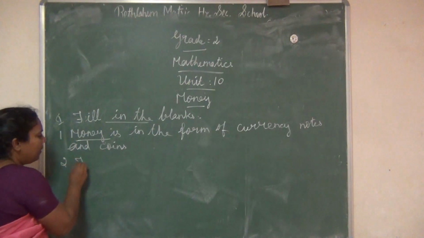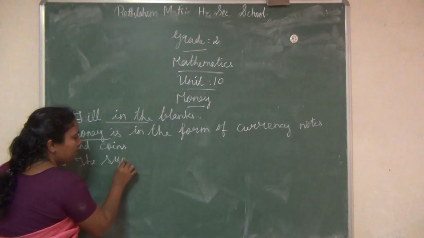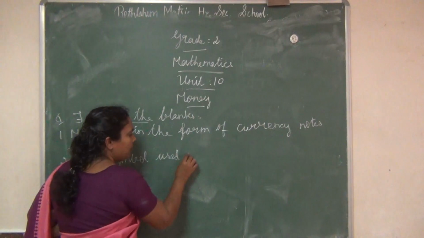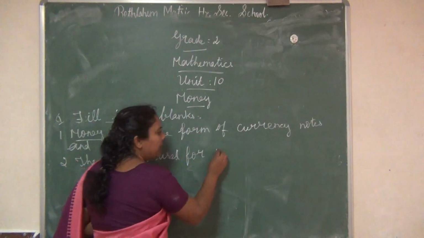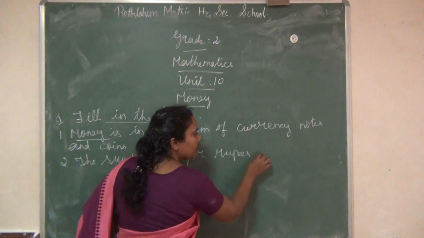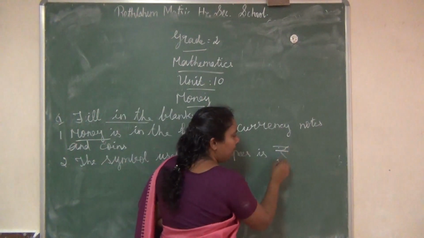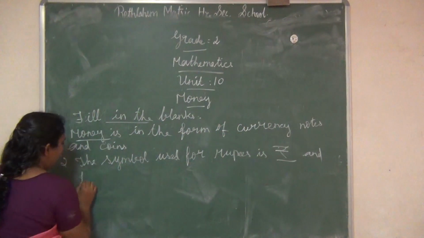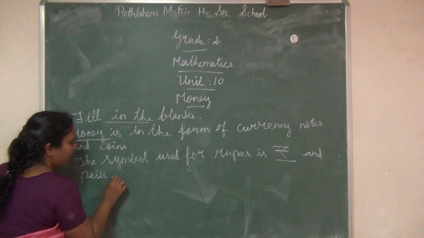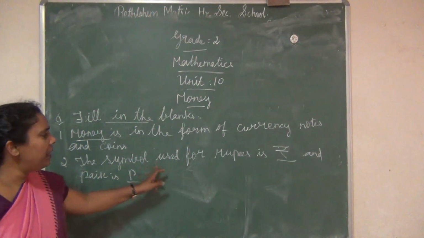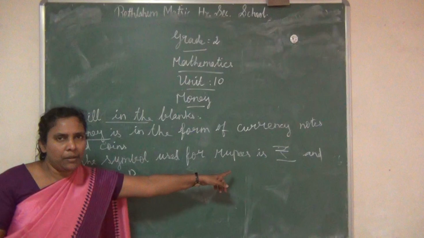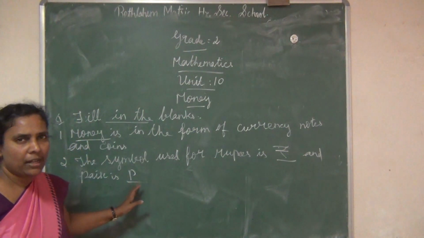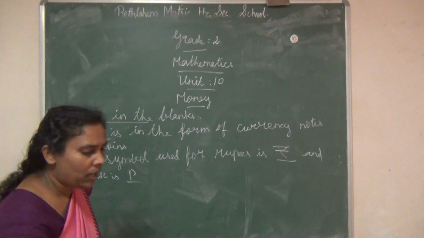Listen to the next one. The symbol used for rupees is this symbol, and for pies is P. Listen, the symbol used for rupees is that symbol, okay, and for pies is P. We should denote it as P. Have you understood? Listen to the third one.